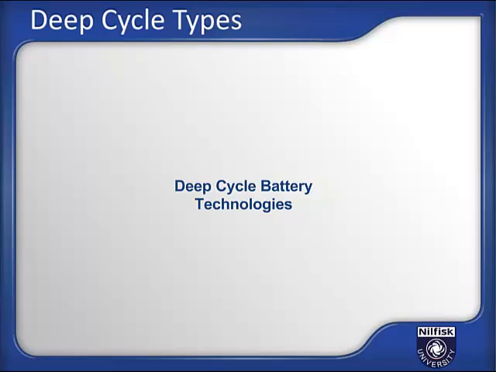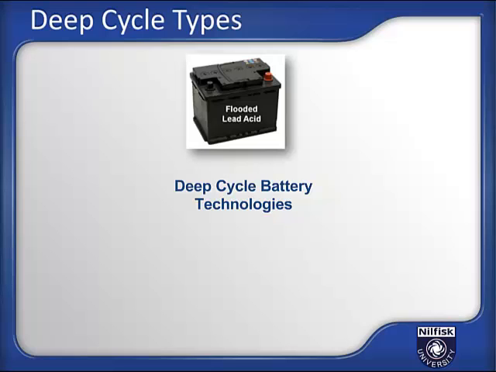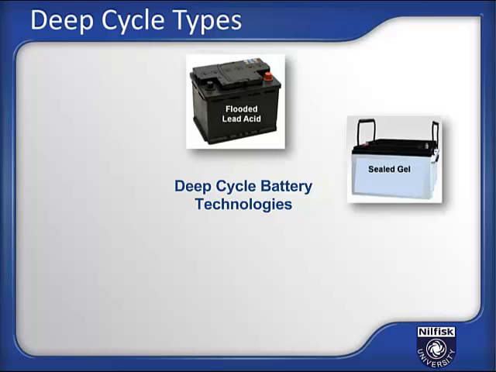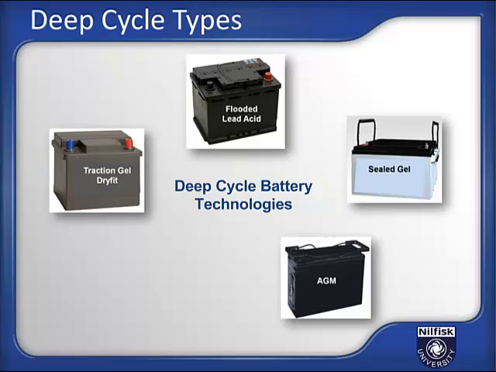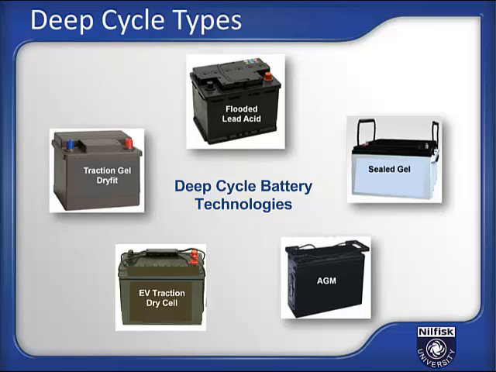In the next section, we're going to look at the advantages and disadvantages of the 5 main types of deep cycle batteries used in floor machines. These types are flooded lead acid, sealed gel, AGM, or you may hear the term advanced AGM used in the market, traction gel Dryfit, and EV traction. So let's get started with section 2.